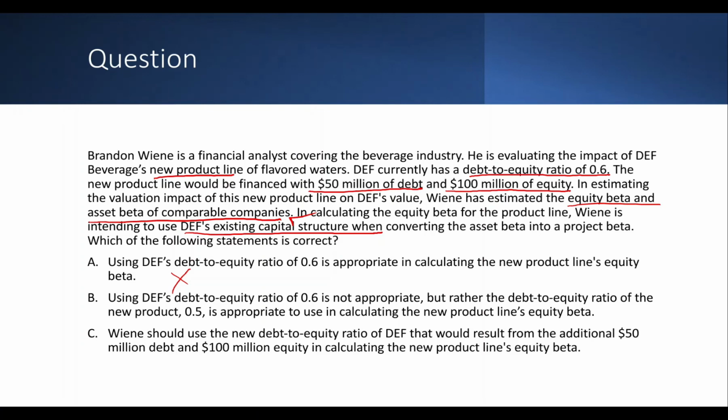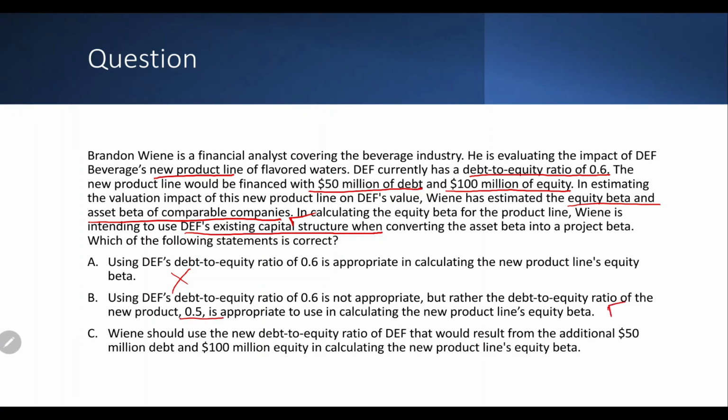Option B, using DEF's debt to equity ratio of 0.6 is not appropriate, but rather the debt to equity ratio of the new product, that is 0.5, is appropriate to use in calculating the new product line's equity beta. Or option C, Vinny should use the new debt to equity ratio of DEF that would result from additional $50 million of debt and $100 million of equity in calculating the new product line's equity beta. Since Vinny is calculating the beta of the new project only and not that of the whole company, he should only consider the debt equity ratio of the new investment, that is 0.5.